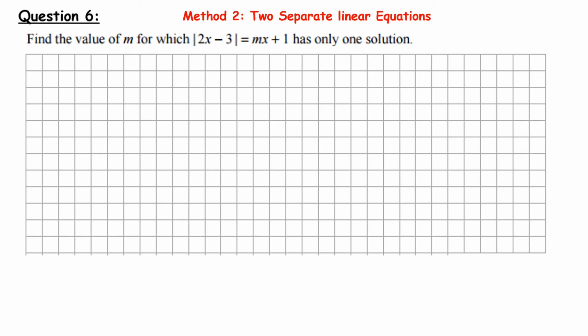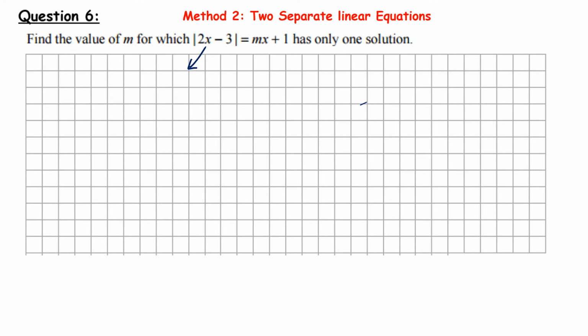So method 2 then is looking at using two separate linear equations. So the idea that the absolute value lines means whatever is within those must be positive. So if it's already positive, that's fine. If it's negative, then it has to change to a positive. So you end up with two different scenarios here.